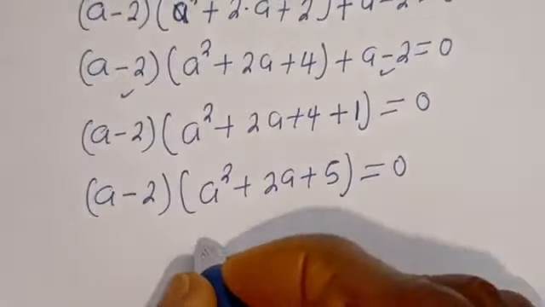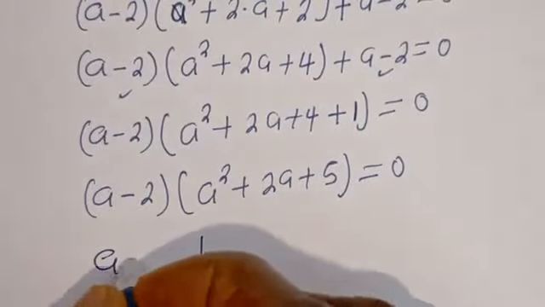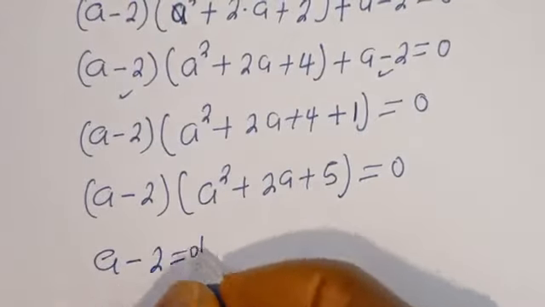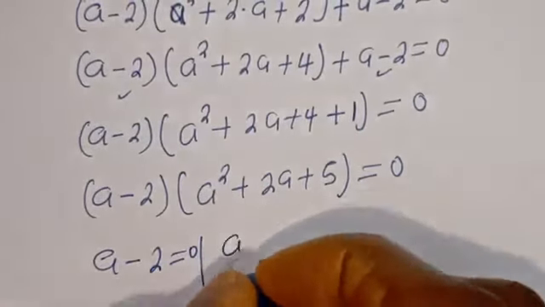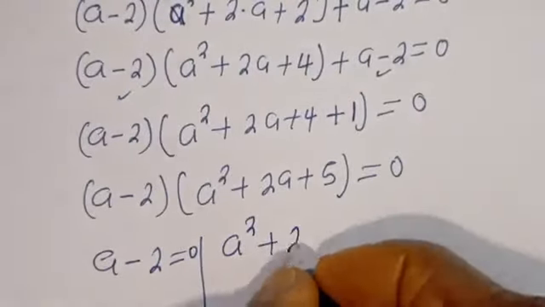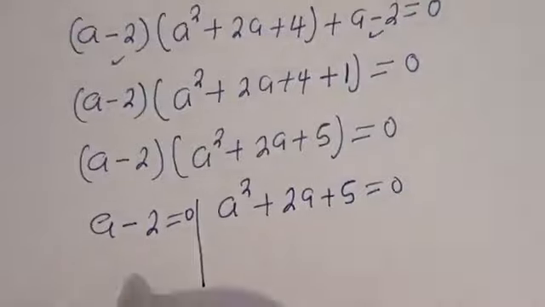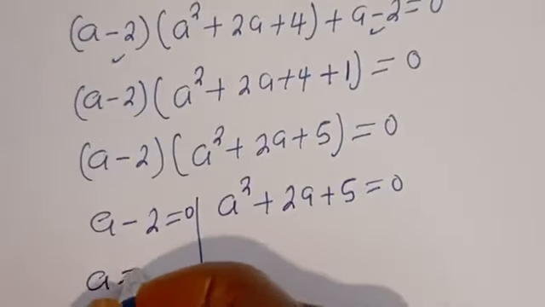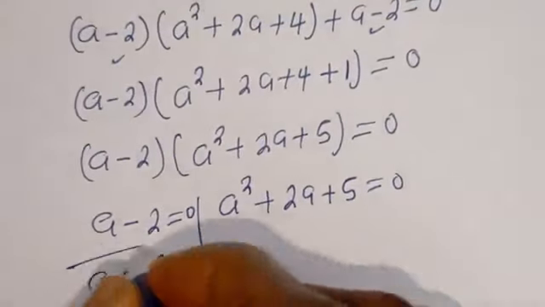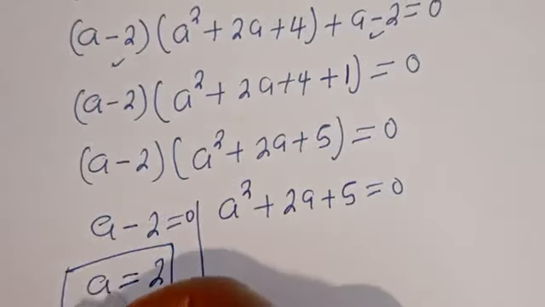Then here there are two cases. The first case is a minus 2 equal to 0, and the second case is a square plus 2a plus 5 is equal to 0. Then a is equal to 2 from here, and this is the first value of a.